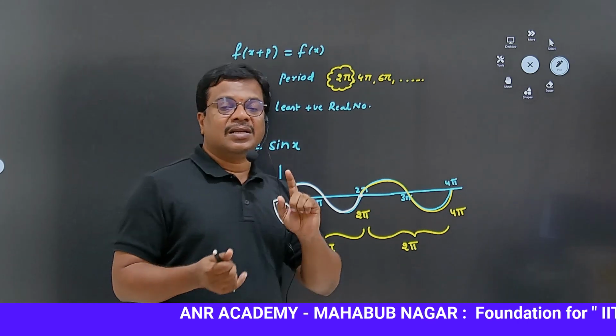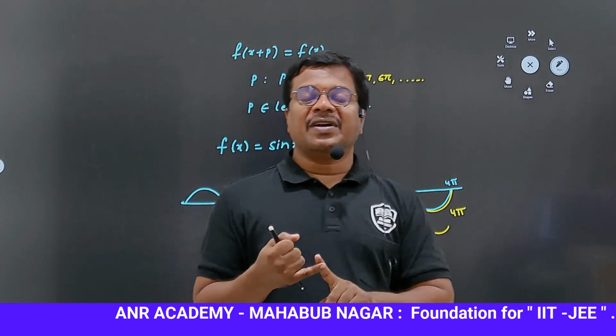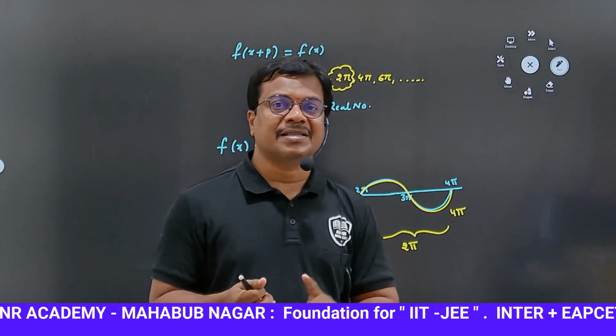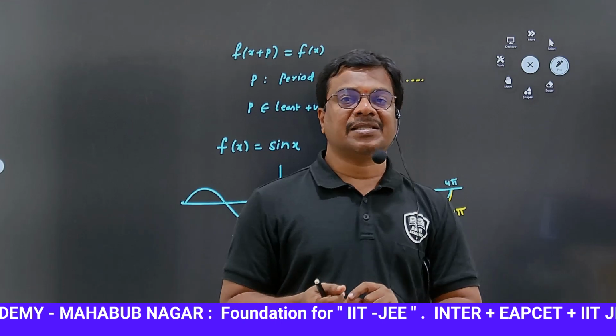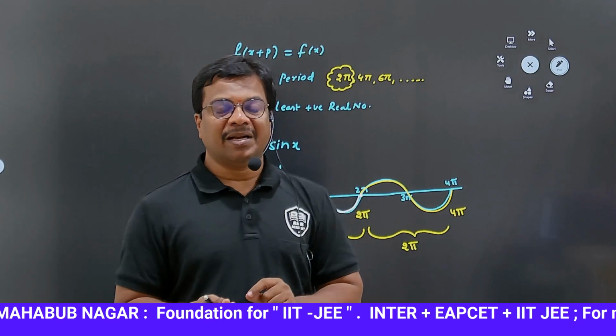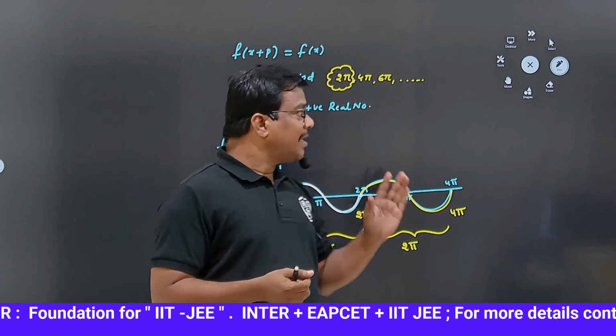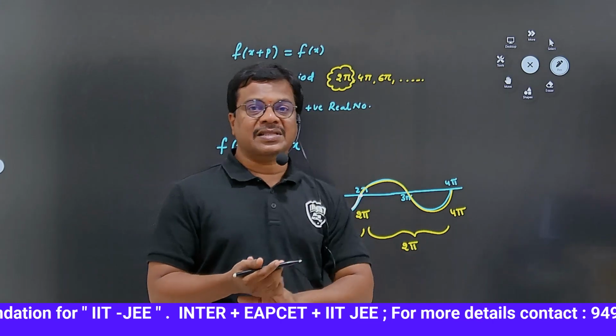And trigonometric functions sin x, cos x, tan x, cot x, secant x and cosecant x, they are periodic, remember. Why? Because if you observe the graphs of trigonometric functions, they repeat on regular intervals.